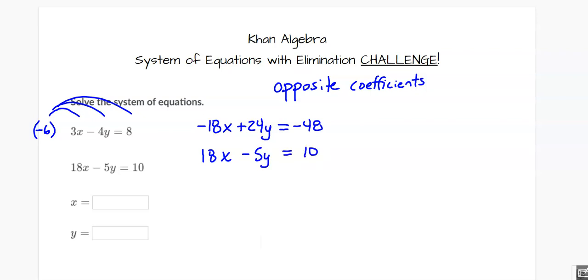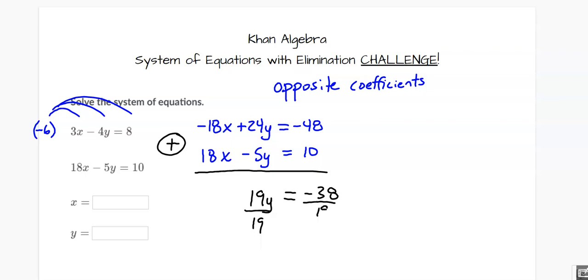Now, when I add these two up, I'm going to have some opposites. -18 and +18 are going to cancel out, and I'm going to be left with 19y equals, well, -48 added to 10 is going to give me -38. These numbers look kind of nasty, but they actually work out really nice. When you divide by 19, you get y equals -2. So my first variable is done.